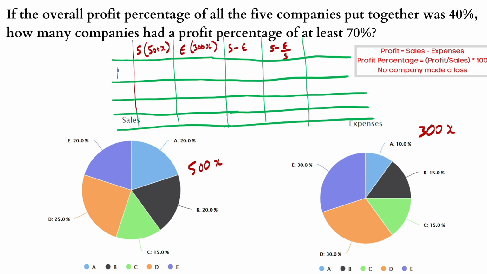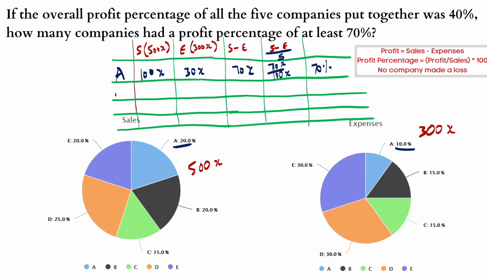So for company A, we have taken sales as 500x, expenses as 300x, S minus E values in this column and (S minus E) by S values in this column. For company A, what is the percentage of sales? Sales percentage is 20%. So 20% of 500x is 100x. What about the expenses of company A? It's 10%. So 10% of 300x is 30x. And S minus E, the difference, is 70x, 100 minus 30. And (S minus E) by S is 70 by 100, that is equal to 70x by 100x. So the value here is 70%. The value of A is 70%.